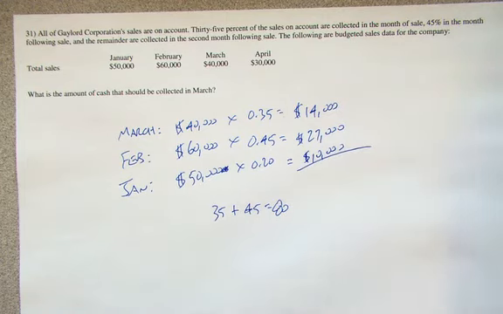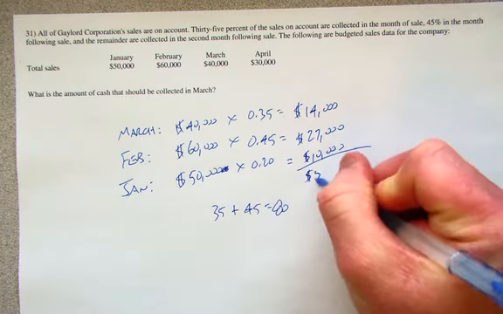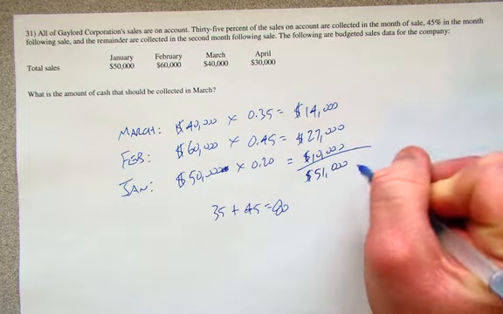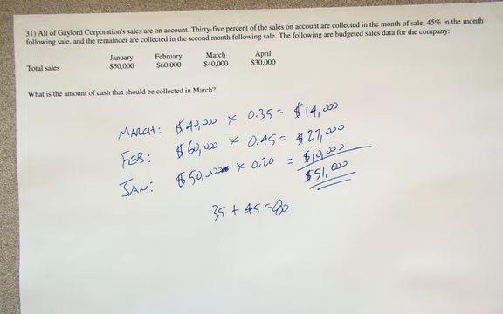So now just a little bit of simple addition here: 14,000 plus 27,000 plus 10,000. Our predicted cash collections for the month of March are $51,000.